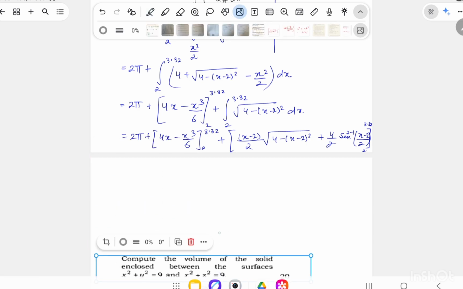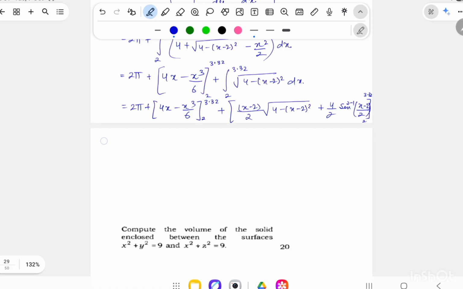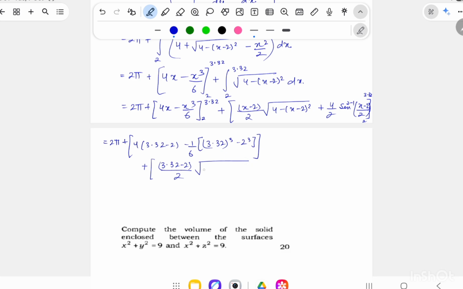So this simplifies to basically 2 pi plus 4 times 3.32 minus 2 minus 1 by 6 into 3.32 cube minus 2 cube plus, now if I plug in the limits here, it will be 3.32 minus 2 by 2 under root 4 minus (3.32 minus 2) square plus 2 into sine inverse (3.32 minus 2) by 2. And when I plug in the limit, like when I plug in x equals to 0, this whole term will be 0.